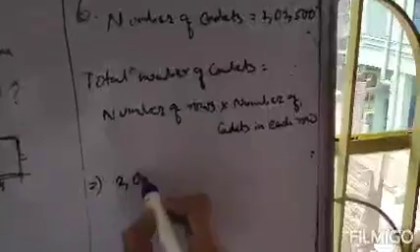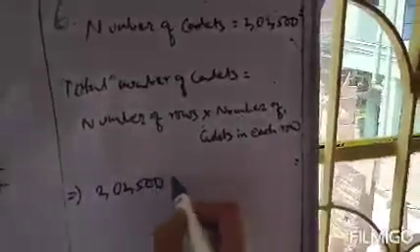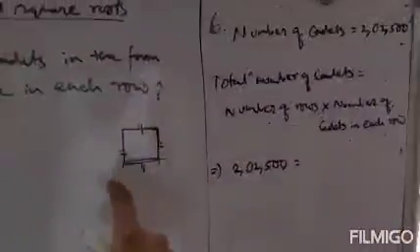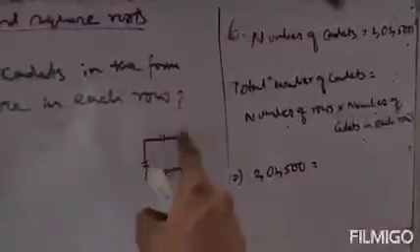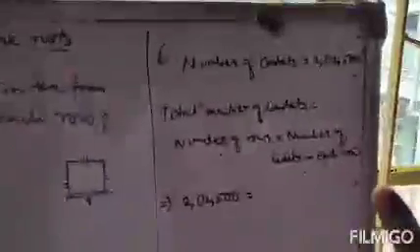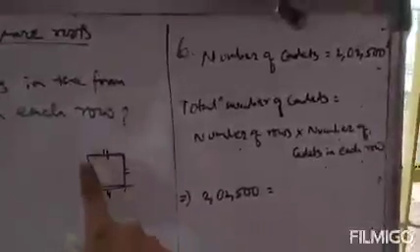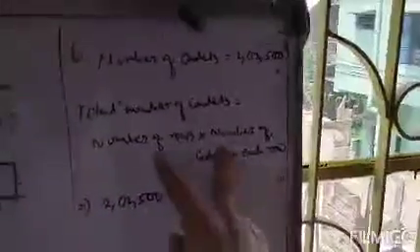Clear? So now the total number of cadets is given as 2,02,500 equals number of rows into number of cadets in each row. Now the number of rows and the number of cadets in each row should be equal. Why? Because you are arranging cadets in the form of a square, and we know the property of a square is that all its sides are the same. If this is not a square, then these two would not be equal.